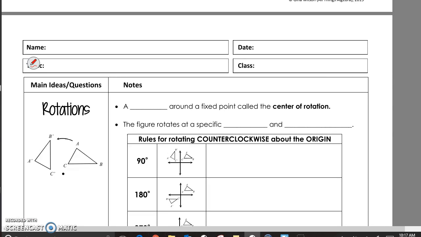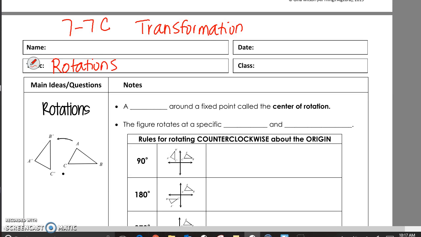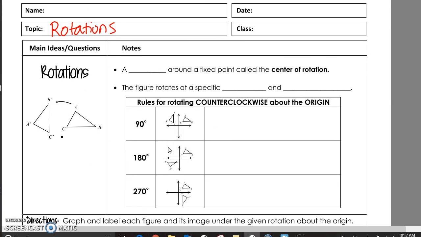Okay guys, today we are doing 7 part C of our transformation lesson. Today's topic is talking about rotations. So far we've done reflections, translations, and now we're doing rotations. So a rotation is basically when you turn something. So notice how this original figure starts with this point and turns in this direction.